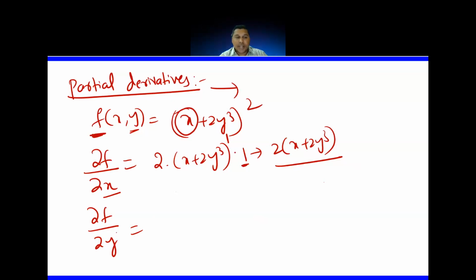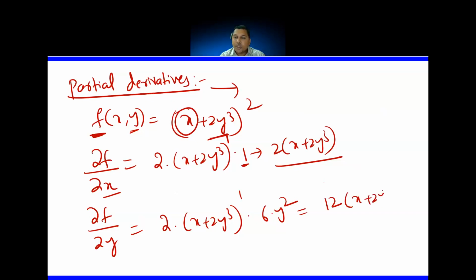When you do it with respect to y, dou f by dou y, see how it becomes. Again this is a function, so it will become 2 into x plus 2y cube, into 1 into, now you do it only for y, x remains constant. For the 2y cube, the partial derivative of x with respect to y becomes 0 because it's constant, and 2y cube gives 6y square. So this is nothing but 12 into x plus 2y cube into y square.